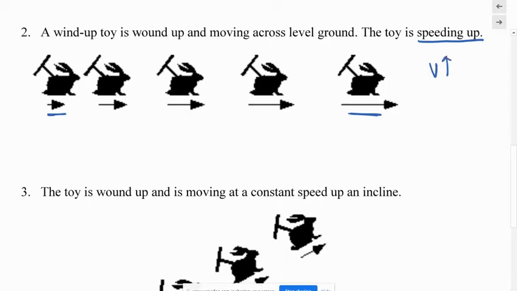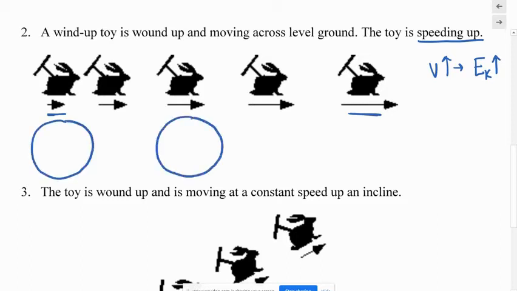Well, the type of energy that depends on velocity is kinetic energy. So that means that we know that EK is going to increase throughout the pies. Now, I know there are 5 pictures here. In this case, I'm only going to draw 3. I'm going to draw a pie for the first, middle, and last bunny, and think about what's happening with the energy.